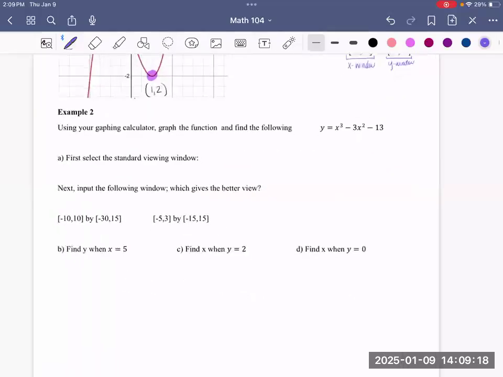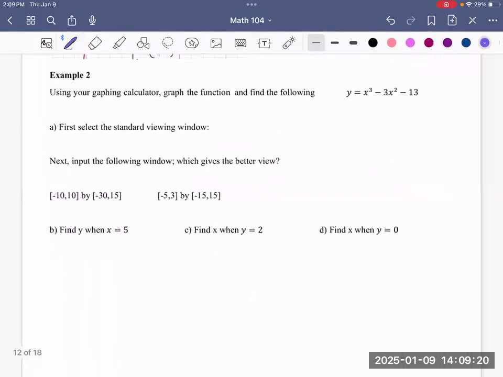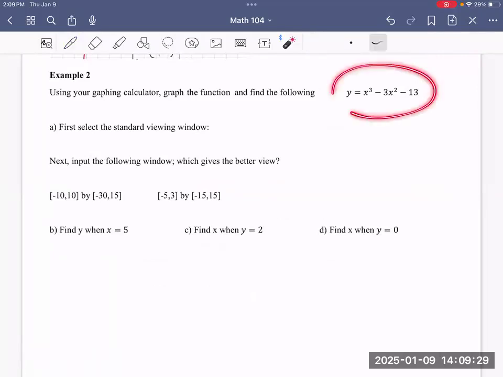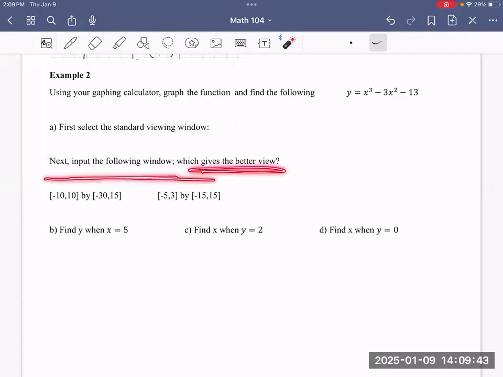Now let's have you guys try example 2. See if you can pause the video and try it on your own. So it says using your graphing calculator, graph the function and find the following. So we're going to go ahead and enter this graph into Desmos. It says first select the standard viewing window. All that is saying is, click the house button on Desmos if you use Desmos, and that way it just resets everything. Then it says next put in the following window, which gives the better view. So we're going to do one of 2 views and figure out which one is better.